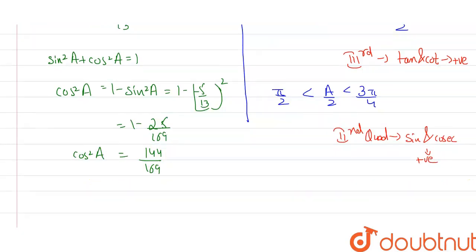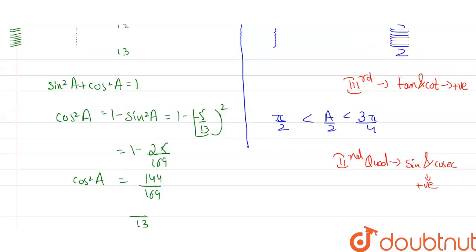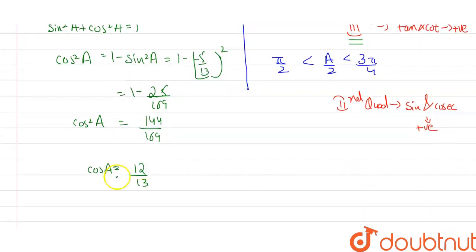Now if I remove the square and find cos A, 12 square is 144 and 13 square is 169, so this becomes 12 by 13. Now tell me whether this should be positive or negative. A lies in the third quadrant, where only tan and cot are positive, so this will be negative: minus 12 by 13.